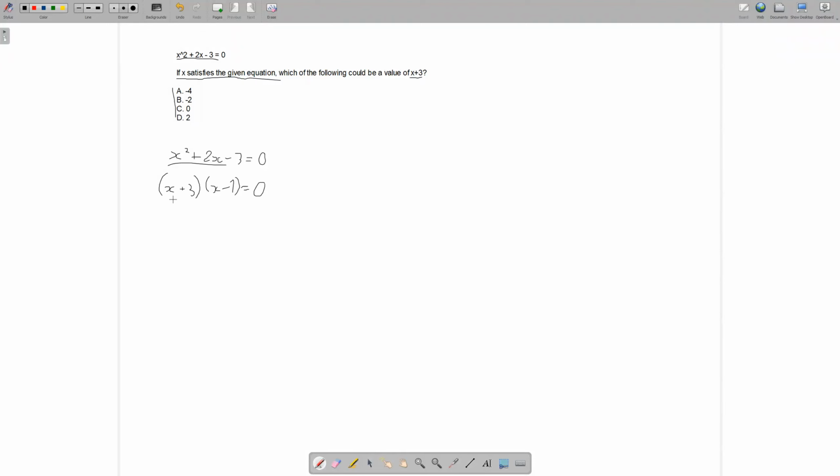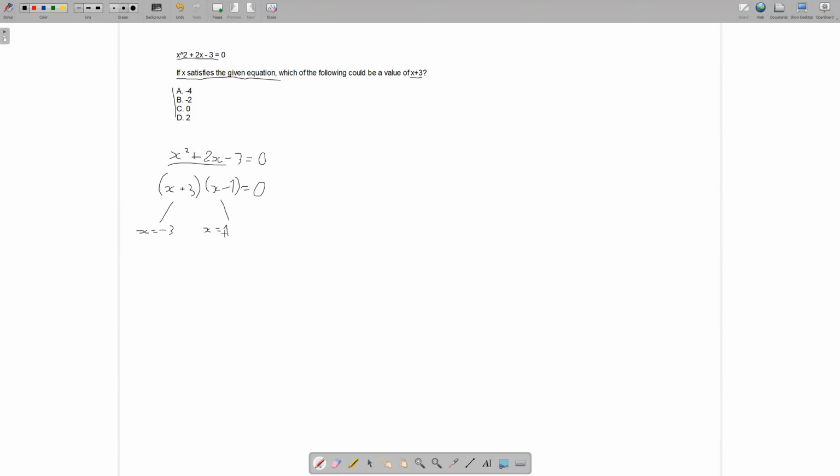Now, from these factors, we can find our two values of x that will satisfy the equation, make it equal to 0. So over here, we have x equals negative 3, because when you put negative 3 in here for x, this factor will equal 0, and therefore this whole side will equal 0, satisfying that equation. And then we can do the same thing over here for this factor, and we'll get x equals 1.